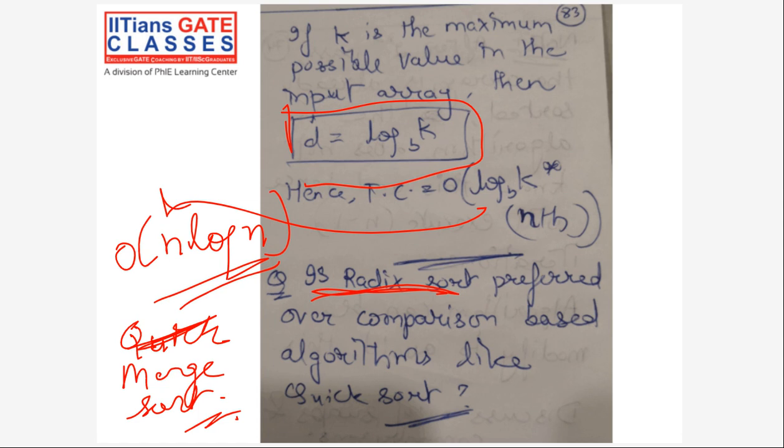Why should I prefer quicksort over merge sort? Over radix sort? Since we already know that radix sort also gives me order n log n time complexity in the worst case. It can give you. Of course it can give you.